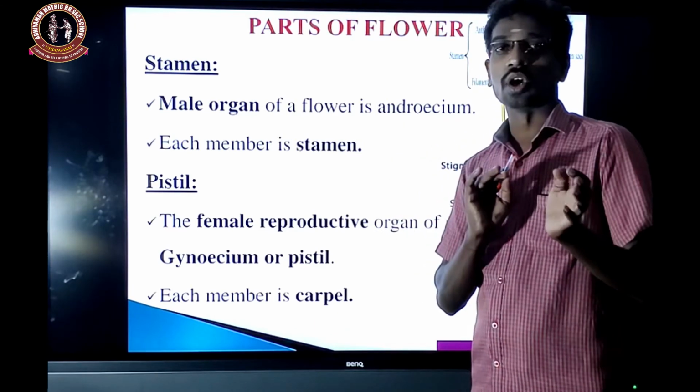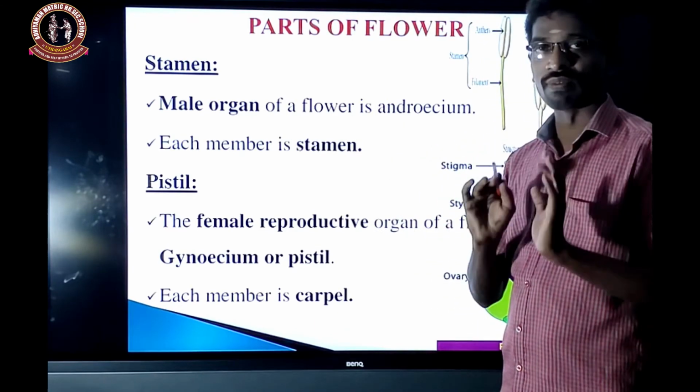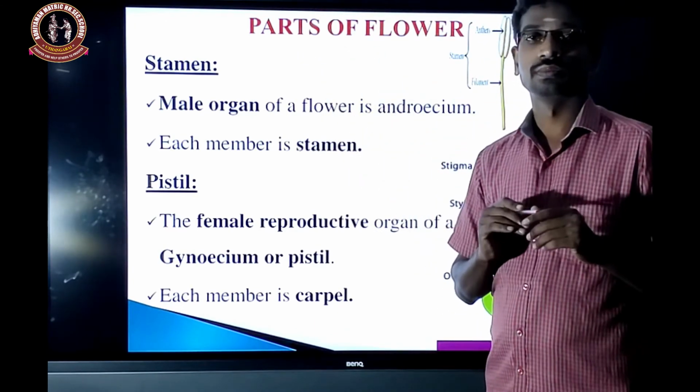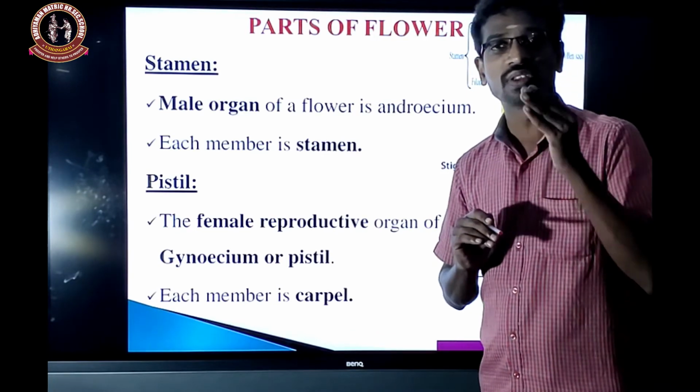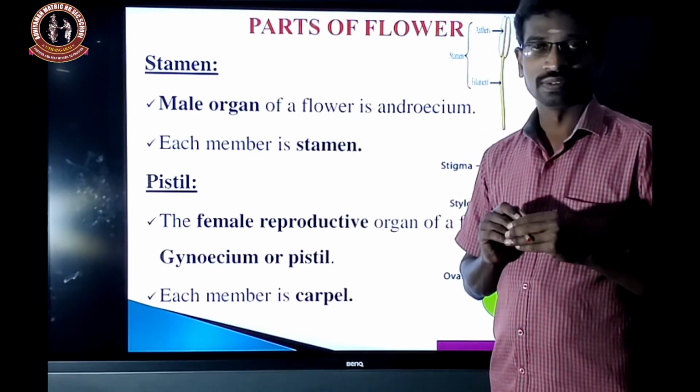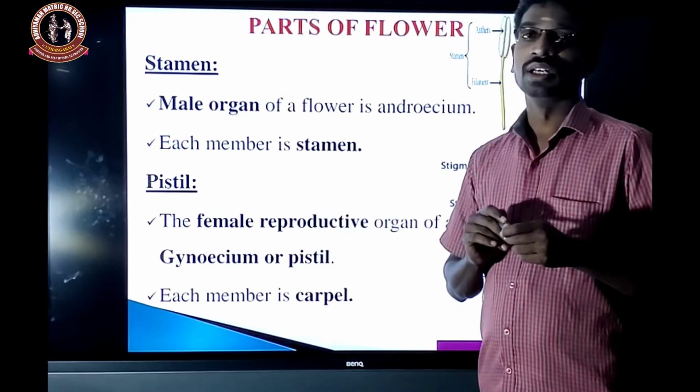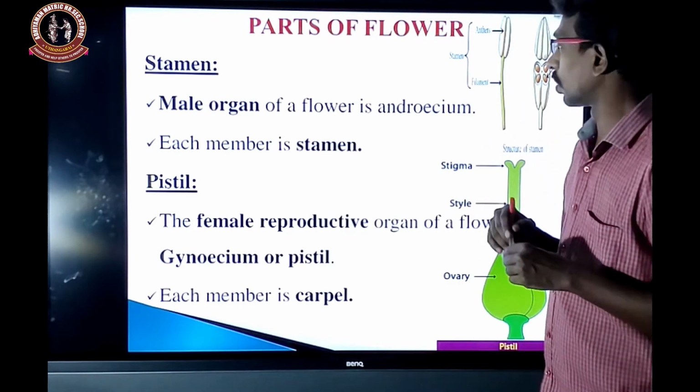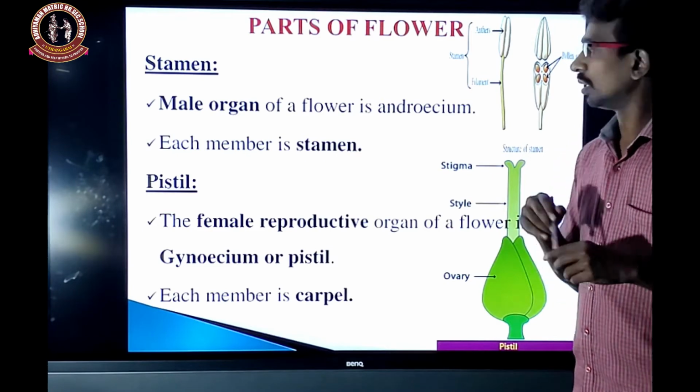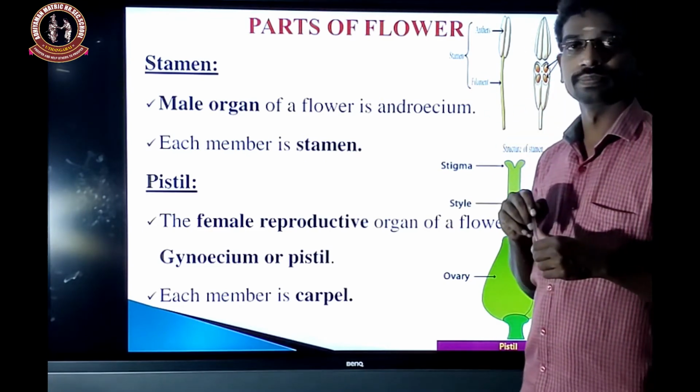The male sex organ of the flower is the androecium, which is the third whorl of the flower. The single unit of androecium is called the stamen. This is the stamen, single unit.